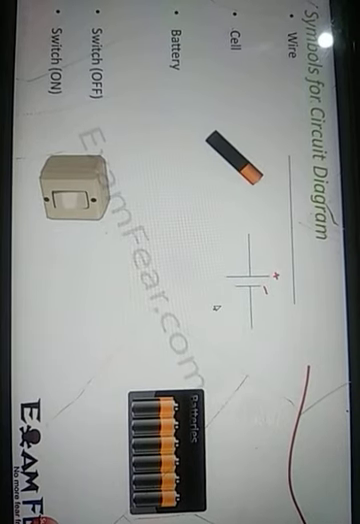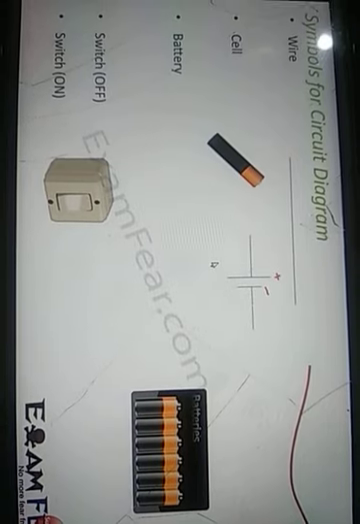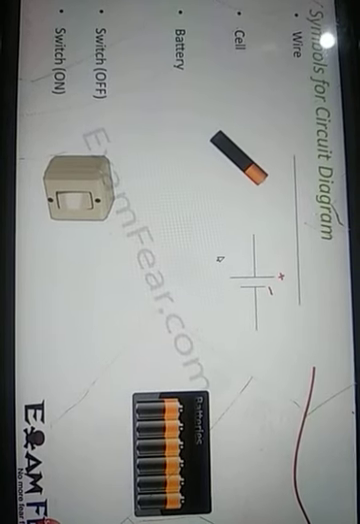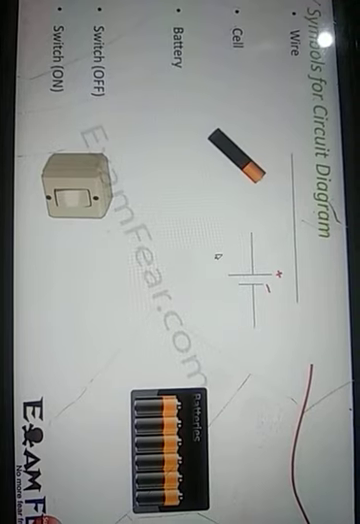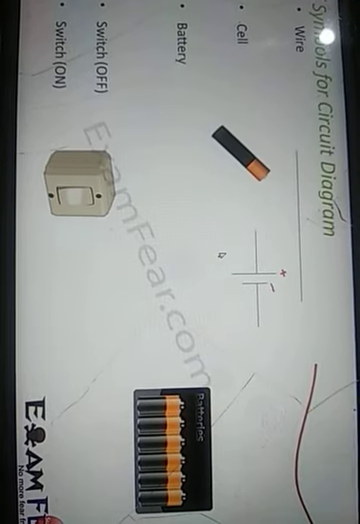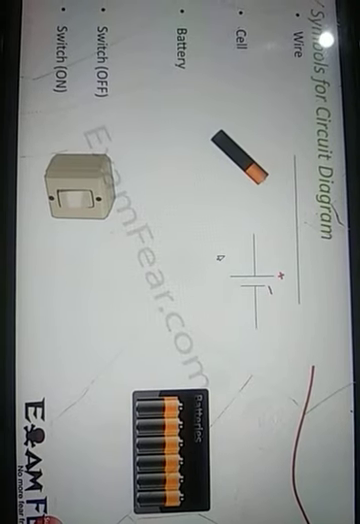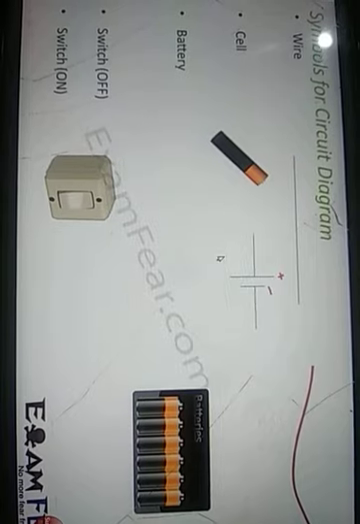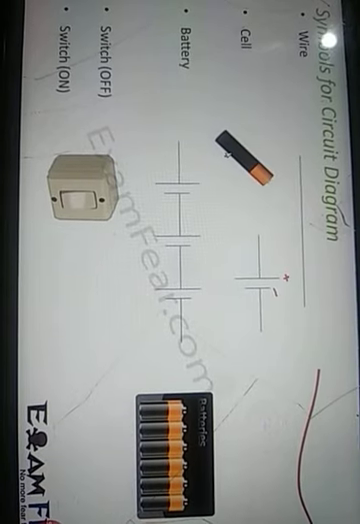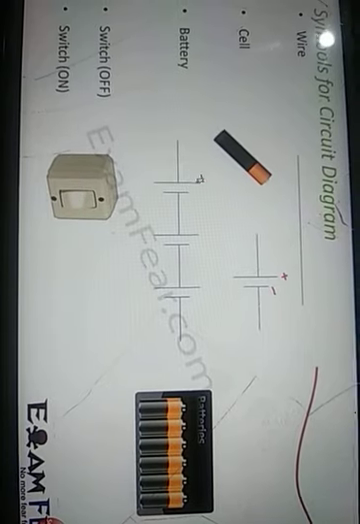Now it is very important to differentiate between the positive and the negative terminal of the cell. That's because when we talk about the flow of electric current, as I said, the conventional current direction will be from the positive to the negative terminal. So it becomes important to know which one is positive and which one is negative. When it comes to a battery, since it is a combination of cells, a lot of cells put together forms a battery.